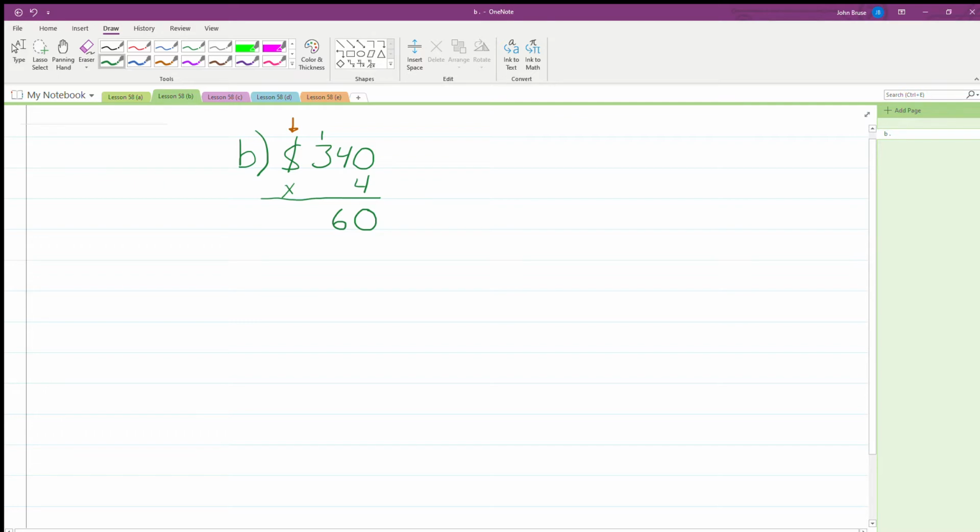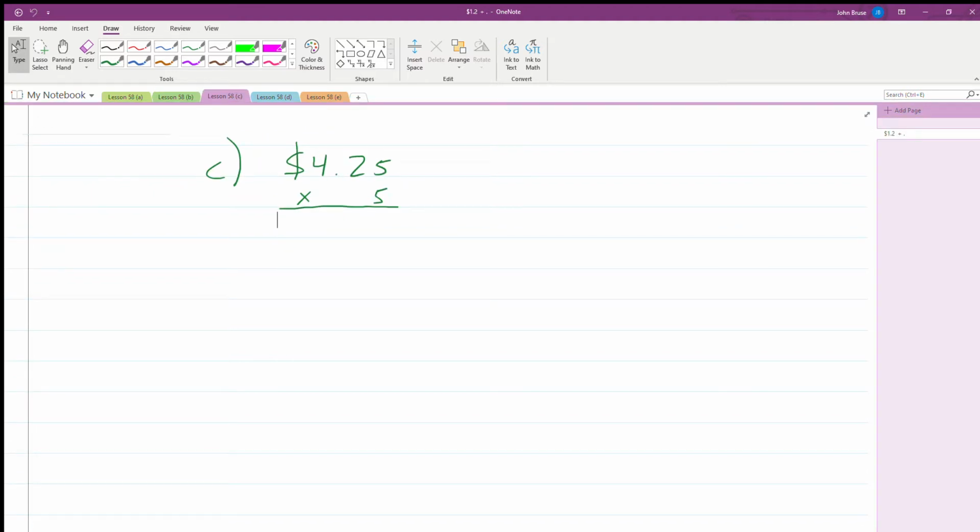Then we're going to multiply 4 ones times 3 hundreds, and we're going to add one more 100. So 4 times 3 is 12, plus 1 is 13. And we have no more numbers over here, so we're going to go ahead and write 13 here. We need to make sure we add our comma and our dollar sign. So our answer for 4 times 340 is 1,360. Alright, so we're going to go ahead and go to problem C.